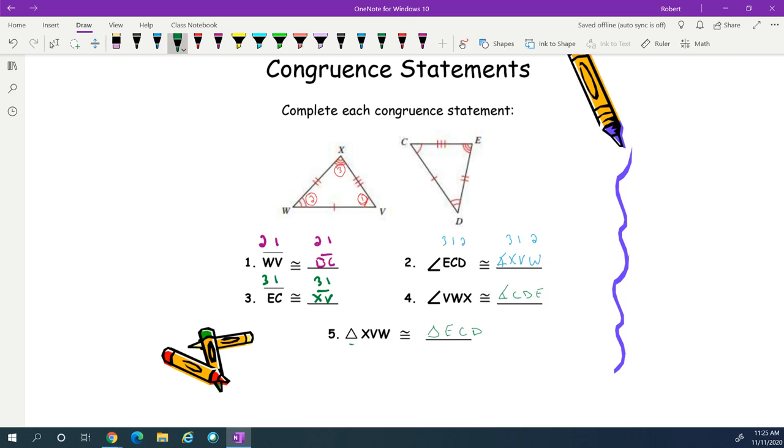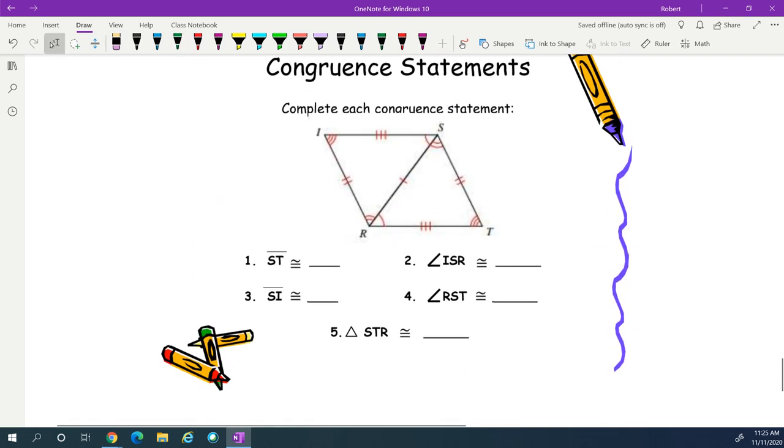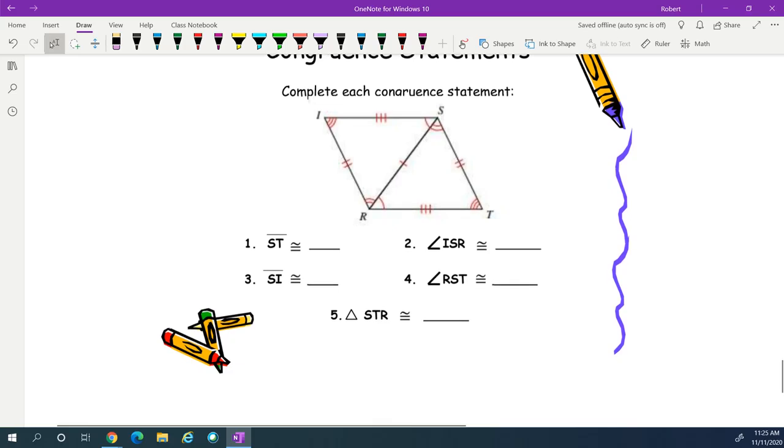Let's take a look at one more. Now these triangles, it's the same exact problem. The triangles just happen to be pushed together. They share a segment. They share a side. But everything's marked for us still. 1s, 2s, 3s, everything's marked. So let's do this. ST. S to T. That's 2 to 3. So we're going to match it on the other triangle. 2 to 3. R to I. So segment RI. We're doing the exact same thing.